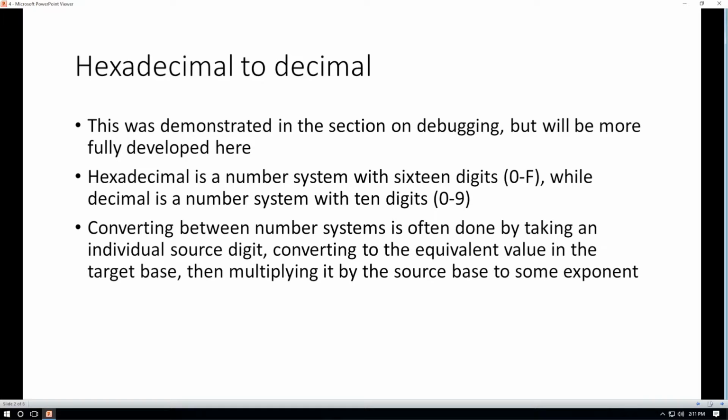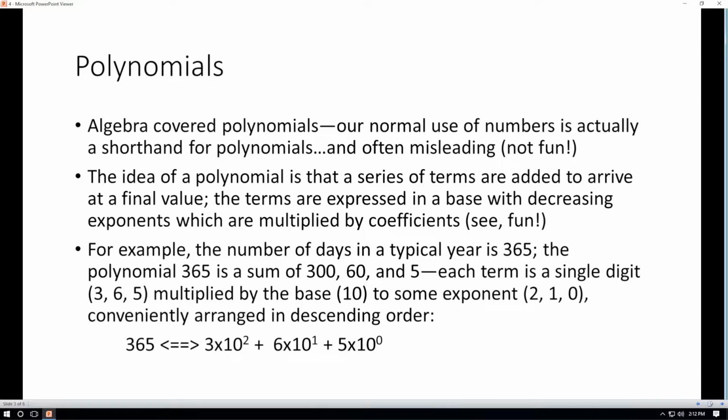When we program it, we usually take one digit at a time from the source, in this case hexadecimal, and convert it to the target system, which would be decimal, and then multiply it by a certain value. And that certain value is the source base, 16, to some exponent. All of us have discussed polynomials in algebra. Until I really got into computer science and the math behind it, polynomials had no meaning. Now they have significant meaning.